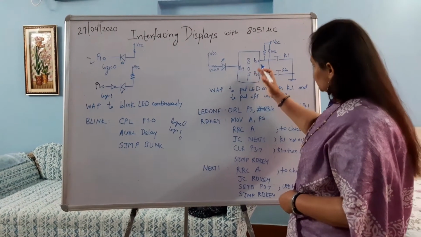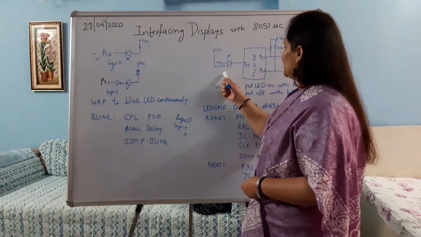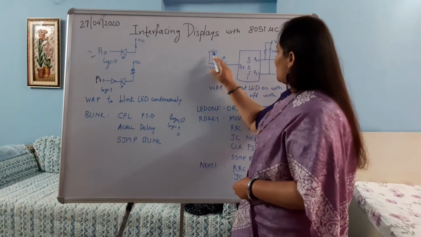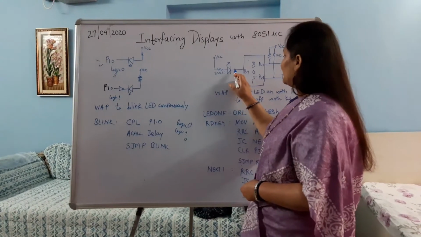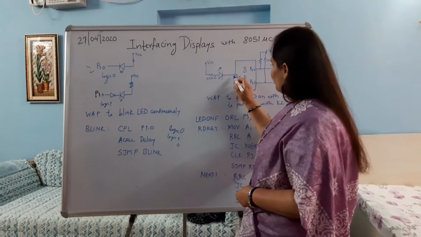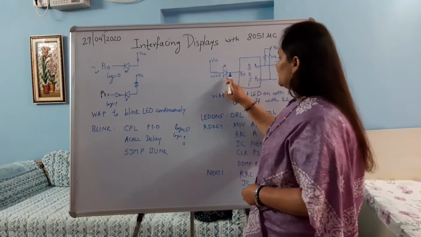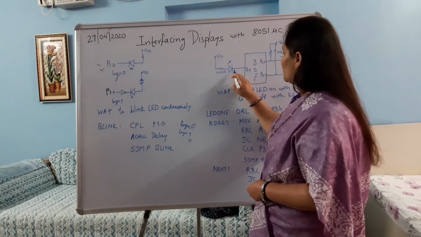Keys are input devices, so port 3.0 and port 3.1 are two input pins for us. Similarly at the other side, because LED is an output device, we have to glow the LED, it is an output pin. And how have we configured it? We have connected VCC at the anode and the cathode is connected to port 3.7 pin. So if logic 0 is available at this port pin, then LED will glow.